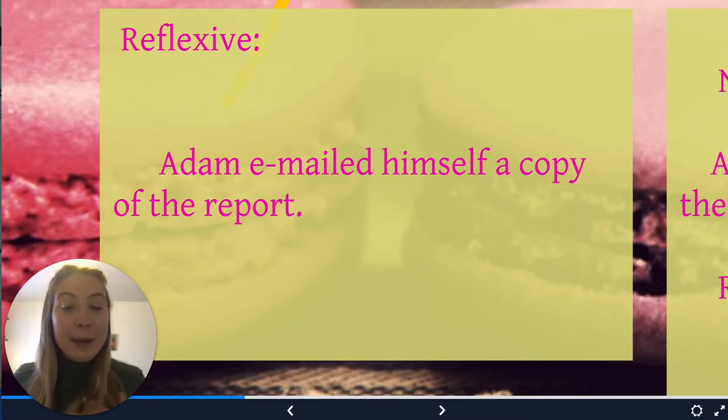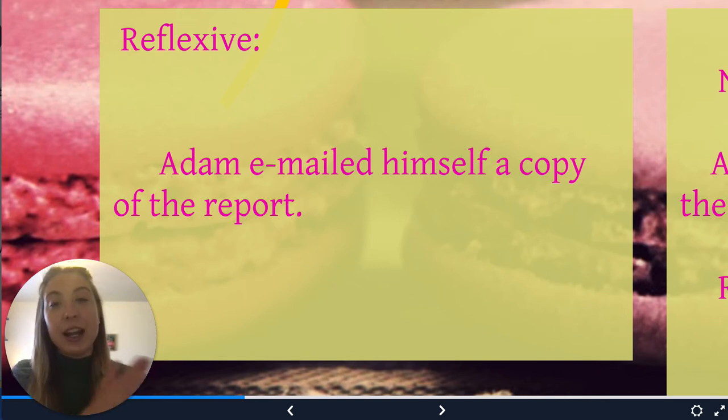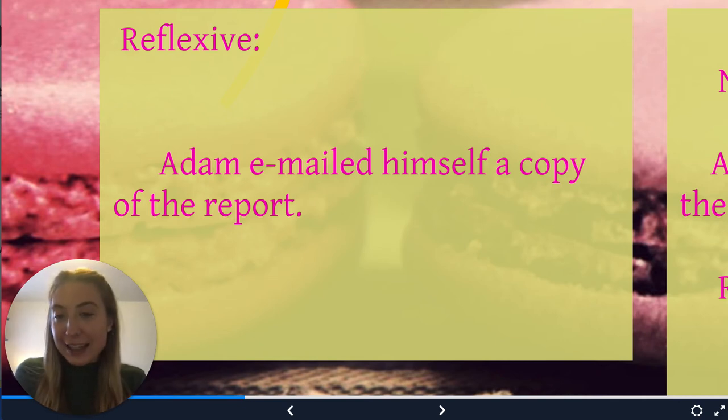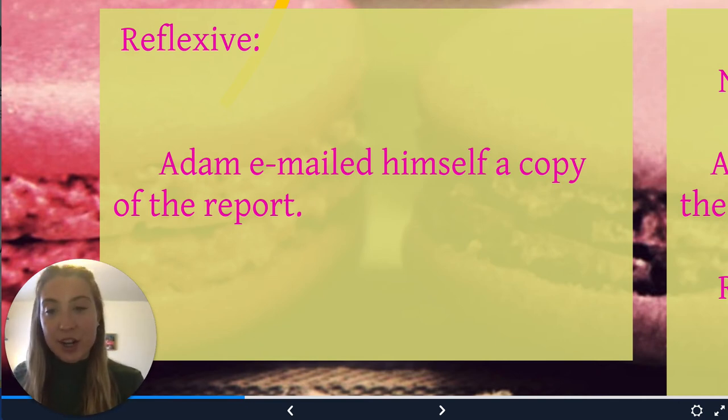But if we wanted to make it reflexive, we could say Adam emailed himself a copy of the report. So Adam sent Adam a copy of the report. It's referring and reflecting back to our subject.